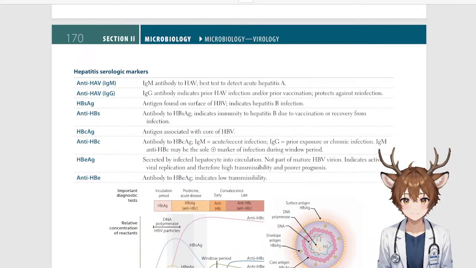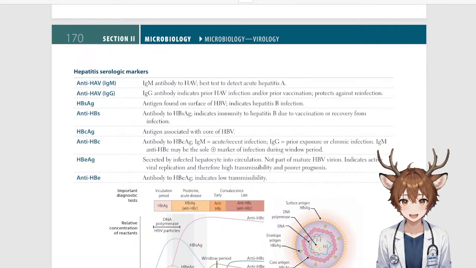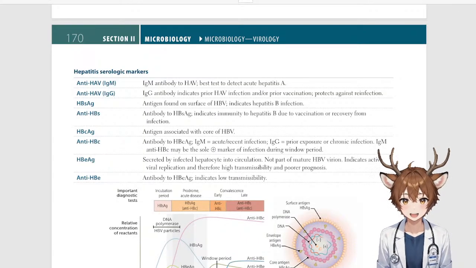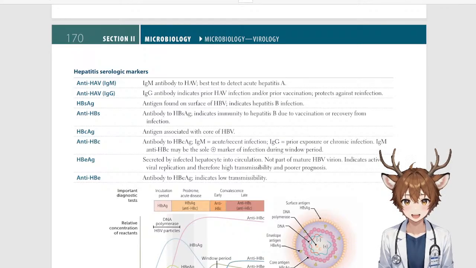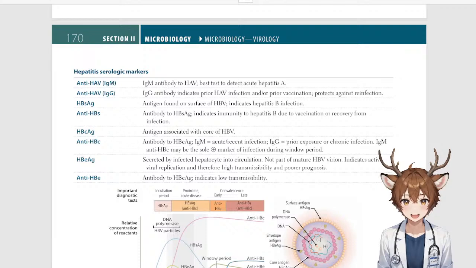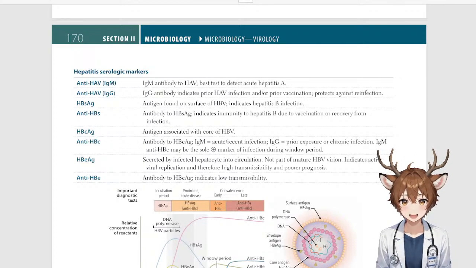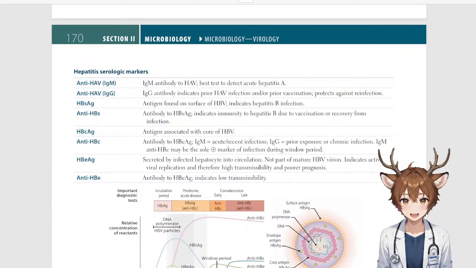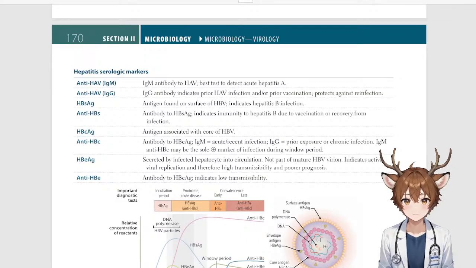Okay. What about more? This is more and more hepatitis stuff. Hepatitis serologic markers. So, anti-HAV IgM. IgM antibody to HAV, hepatitis A, best test to detect acute hepatitis A. Anti-HAV IgG. IgG antibody indicates prior HAV infection and/or prior vaccination, protects against infection.